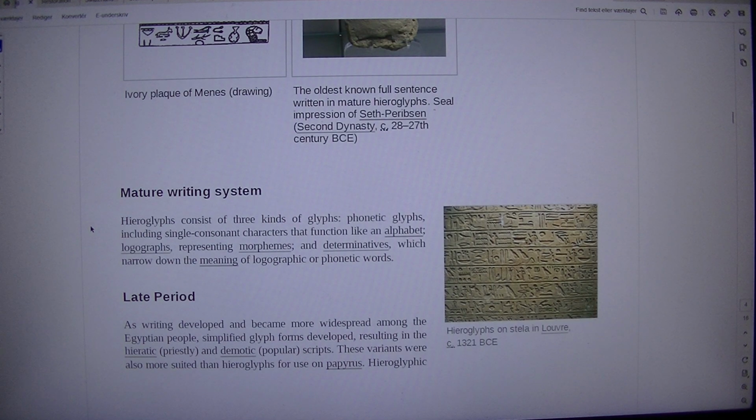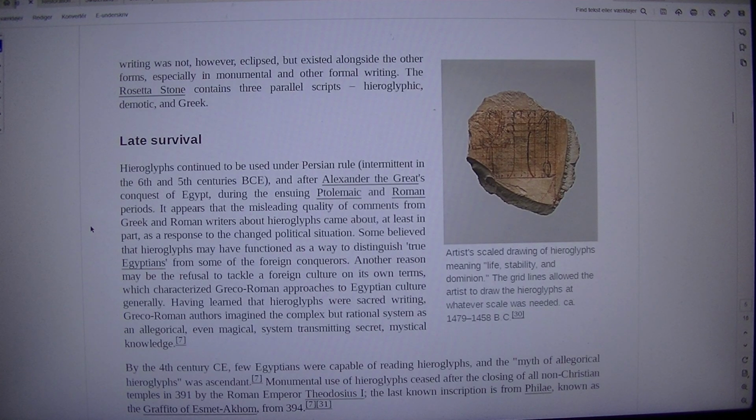Hieroglyphic. Artists' scaled drawing of hieroglyphs meaning life, stability, and dominion. The grid lines allowed artists to draw the hieroglyphs at whatever scale was needed. ca. 1479-1458 BC. 30. Hieroglyphic writing was not, however, eclipsed, but existed alongside the other forms, especially in monumental and other formal writing. The Rosetta Stone contains three parallel scripts: hieroglyphic, demotic, and Greek.